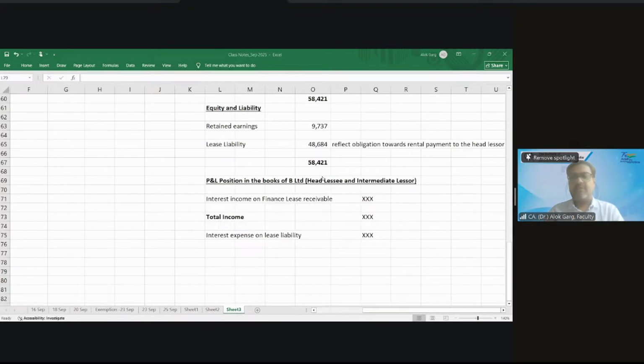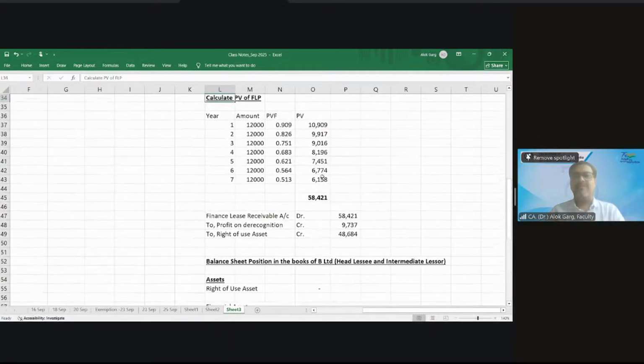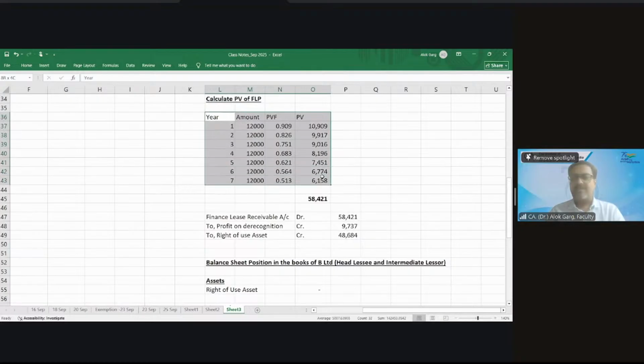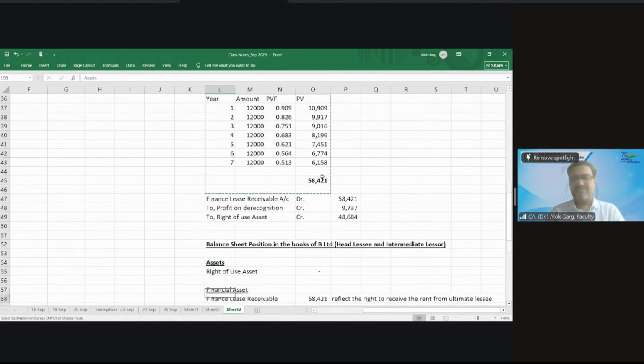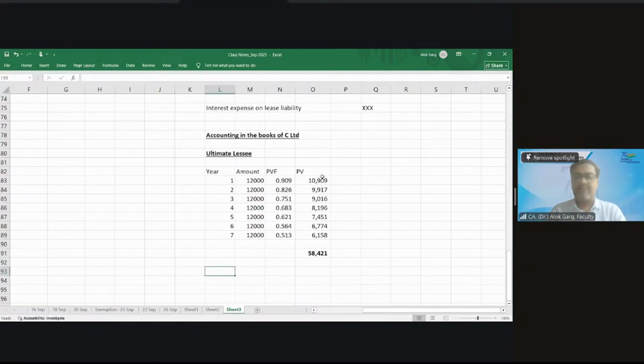Please tell me, what is the accounting in the books of C Limited, the ultimate lessee? He will book that right of use asset and the lease liability as usual. C Limited is the one who is ultimately using the asset. So what is the accounting in the books of C Limited? Same accounting. 12,000 rent he has to pay. Same amount will come. He has to pay 12,000. Same 58421. What is the accounting entry?